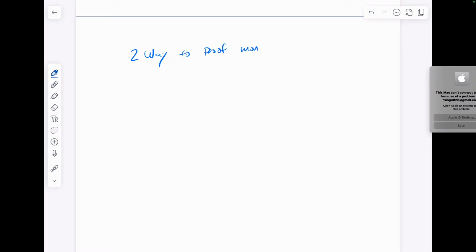What are the two ways? First way is what? Compare a_{n+1} versus a_n, right? And those are the questions we did. We put in a ratio. The second way is to take a derivative. So you have to know both ways.